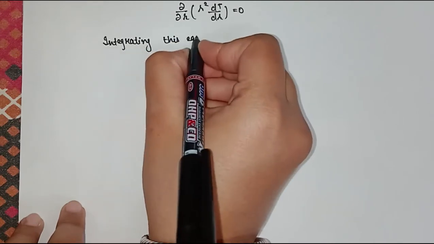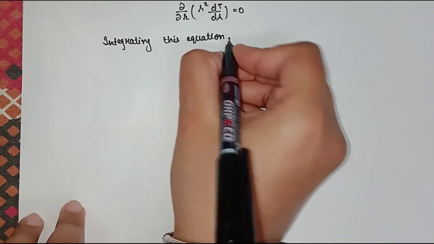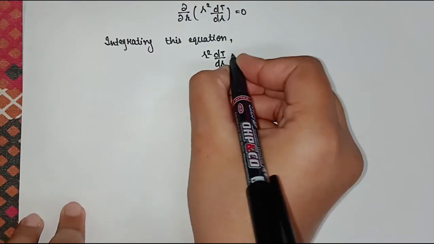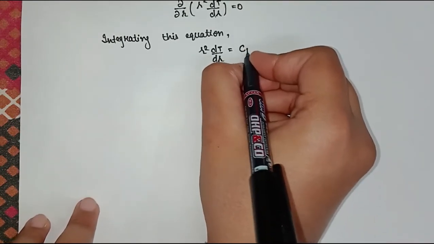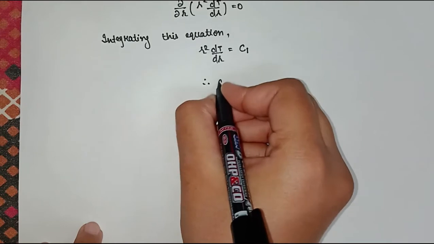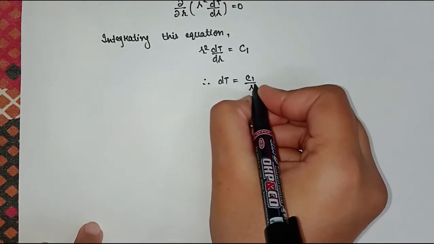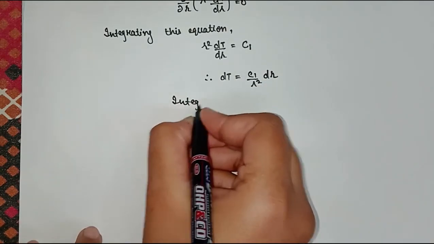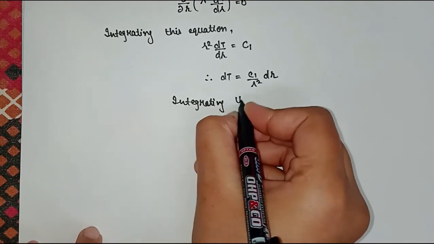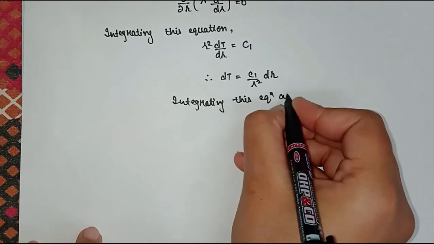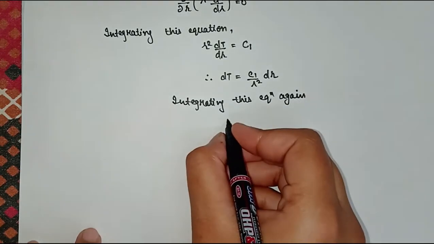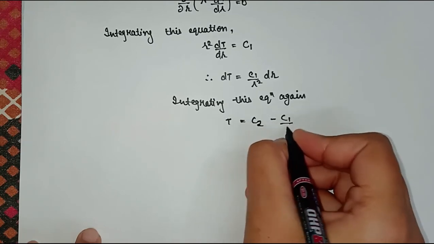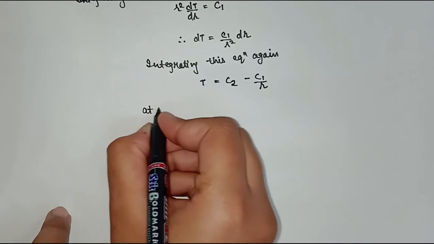we will get r square dt upon dr equals to c1, where c1 is a constant. This can also be written as dt equals to C1 upon R square dr. Now integrating this equation again, we will get T is equals to C2 minus C1 upon R, where C1 and C2 both are constant.